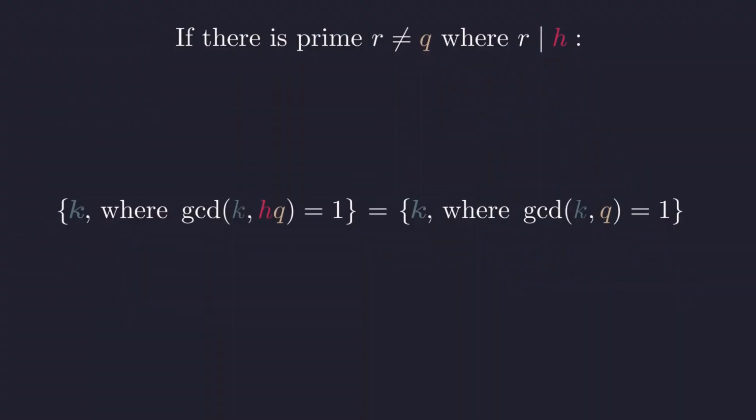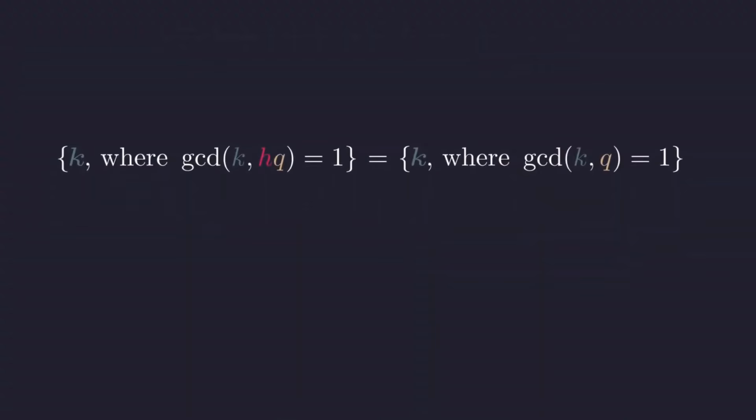Suppose there is a prime r other than q which divides h. Then r would be an element of the set on the right, but it wouldn't be an element of the set on the left. This would contradict the fact that the two sets are equal, and so our supposition must be incorrect. In other words, the only prime factor of h is q, which is just the same as saying h is a power of q.